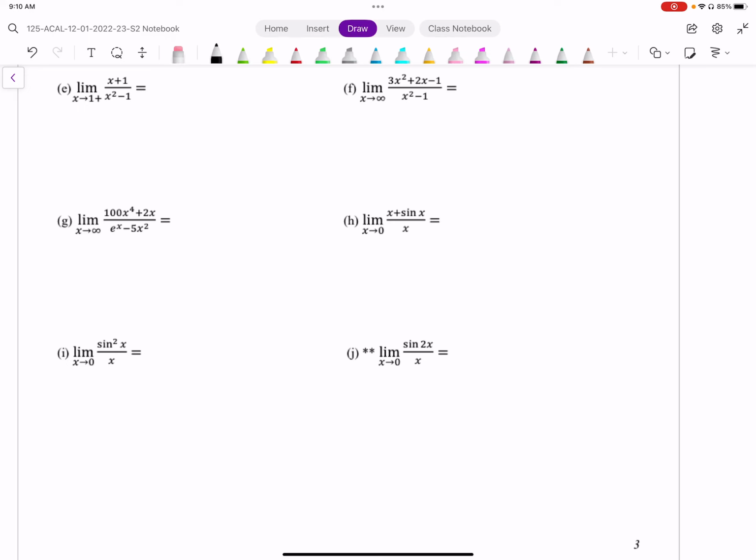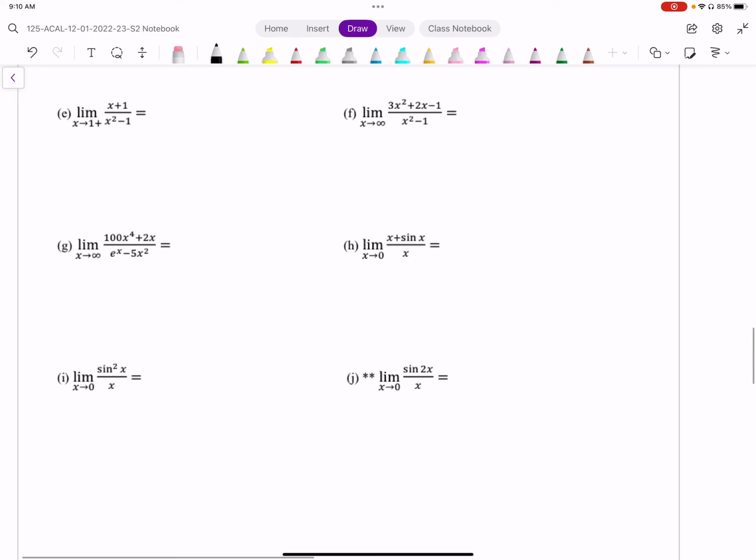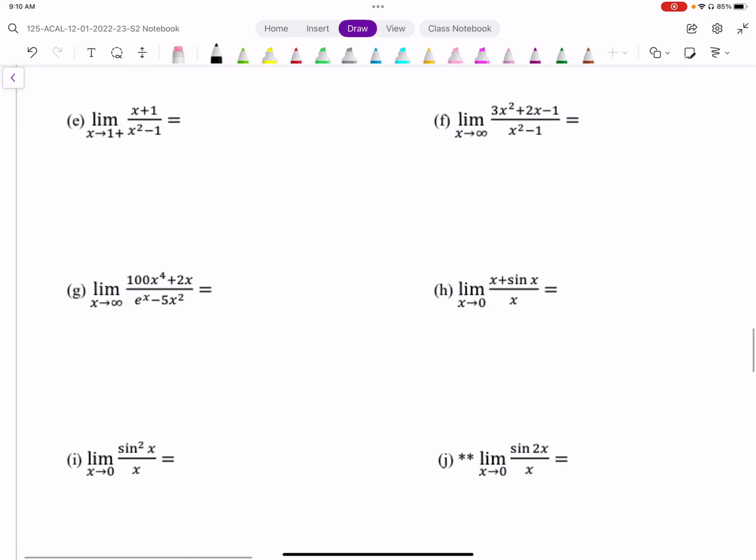Question 4e is a one-sided limit. As x goes to 1 from the positive side, we want to evaluate that limit. So again, I'm going to just plug in 1 into that. So I'm going to end up with 2 on top. I plug in 1 on bottom. I'm going to end up with divide by 0.